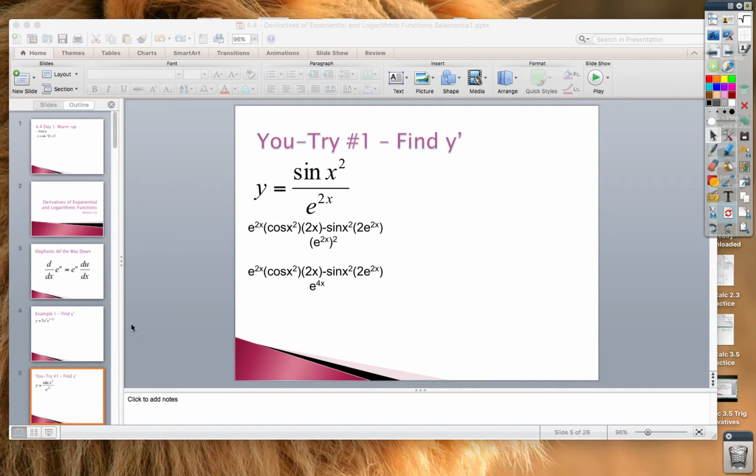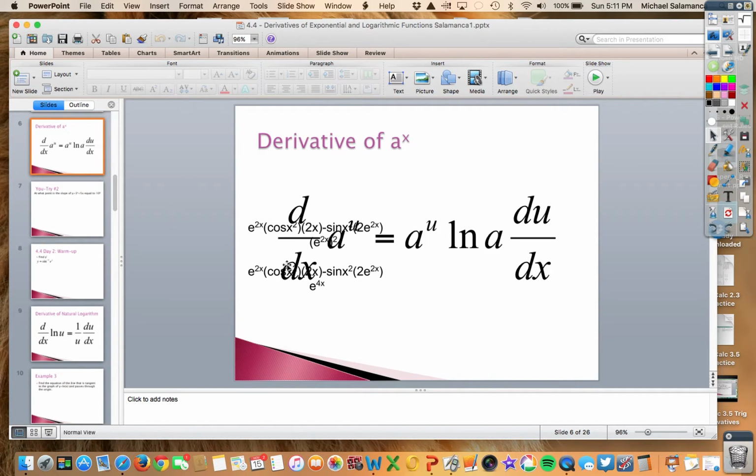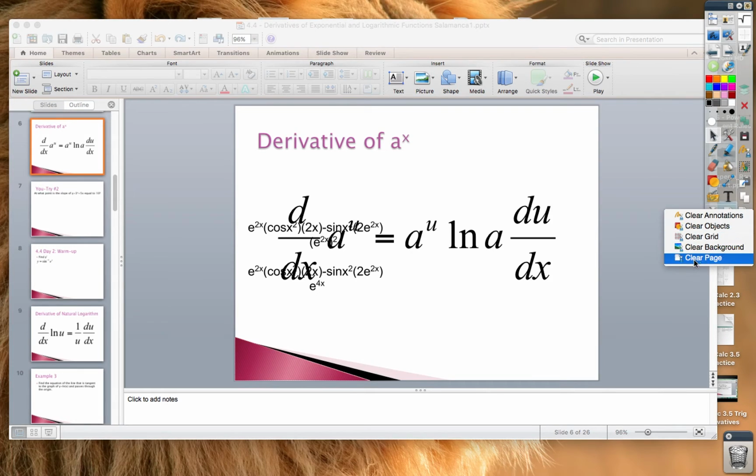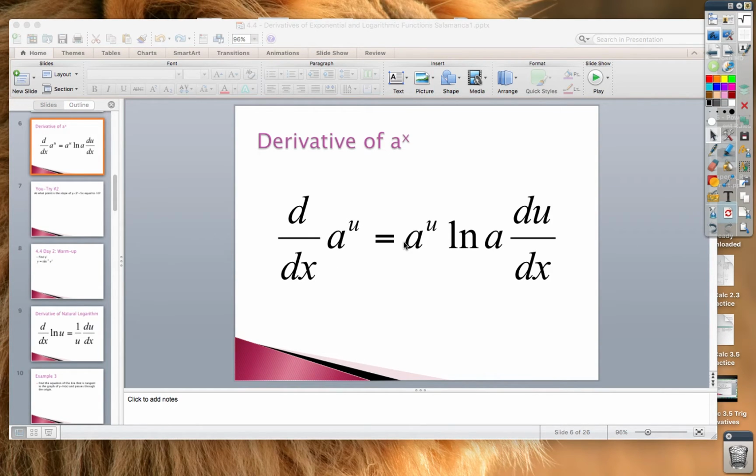So moving on, we have another rule. This time we have the derivative of a to the x. Now this is an exponential just like e to the x, but because the base in this particular case is not e, it could just be a different number, then the following formula is what we would use. So the derivative of a to the u is equal to a to the u times ln a times du dx. So let's look at a problem.